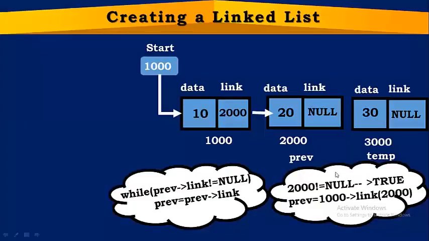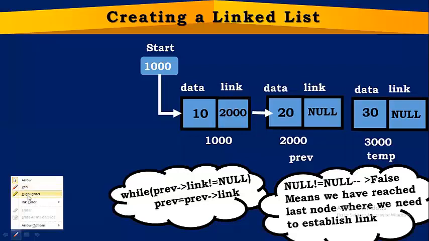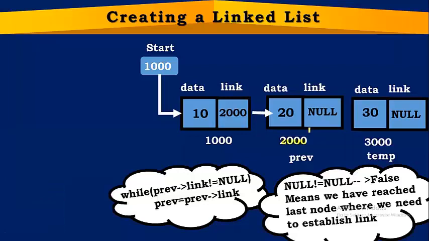Okay, now it has moved to 2000. Prev of link not equal to null. 2000 of link, see here, null. It is pointing to null, right? Prev is 2000. Prev of link is null. Now, null not equal to null, false. It means that you have reached the last node where you have to establish the connection. When this condition becomes false, it means that prev has stopped at the last node.